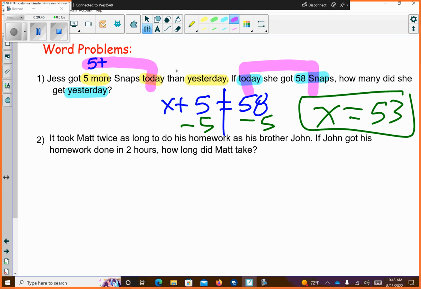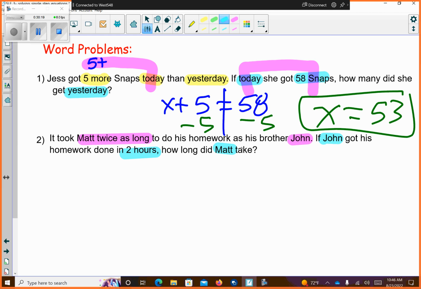It says Matt took twice as long. So let me just highlight that. Matt took twice as long. Okay? Doesn't matter if Matt took twice as long to do his homework, to do his laundry, to wake up in the morning. There's just something that's taking place, but something is taking twice as long. This guy, Matt, takes twice as long than his brother, John. Next thing says, if John got his homework done in 2 hours. John, 2 hours. How long did it take Matt?